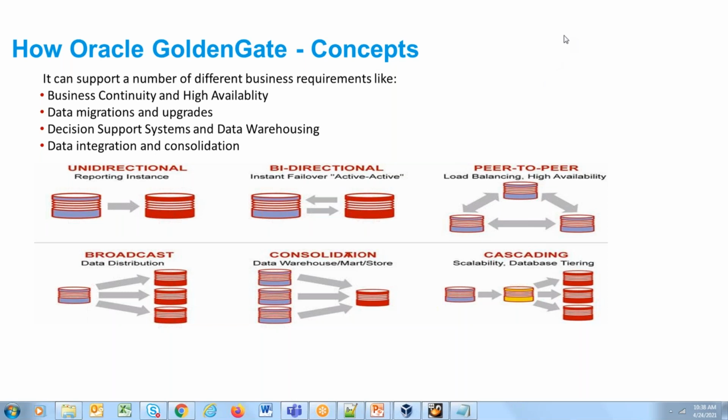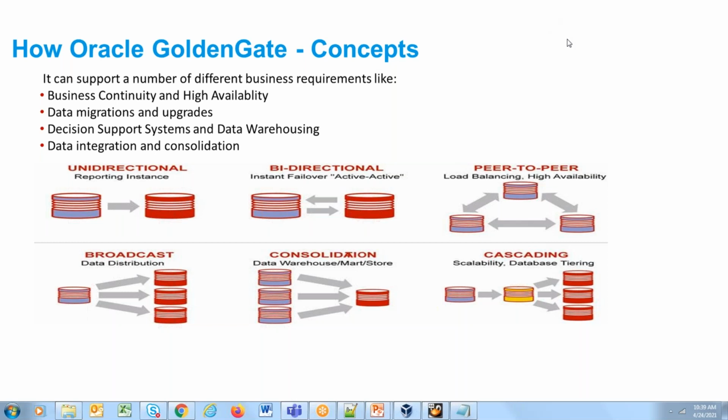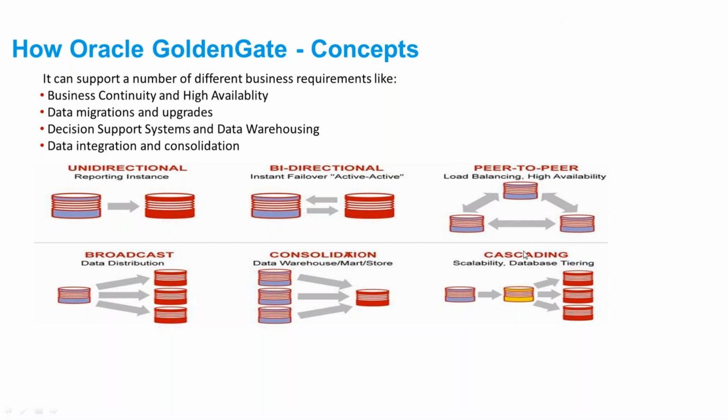Then you can use Golden Gate in peer-to-peer, load balancing, high availability. So you have multiple sites available. So you're replicating the data from site A to site B. Similarly, site B to site A, site B to site C, site C to site B, and site A to site C, and site C to site A. Then you can broadcast the data. A single site is broadcasting the data to multiple sites. Consolidating the data for a data warehouse or data mart means multiple sites replicating the data to a single site. And you can use Golden Gate for cascading mode as well, that is scalability and database offloading.